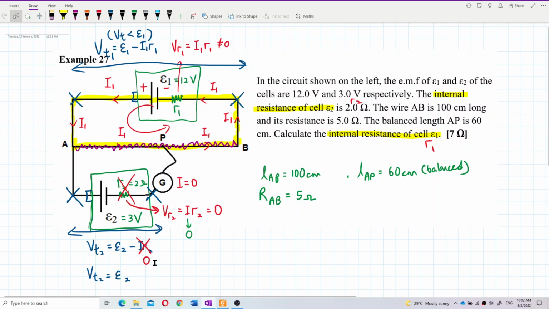Do you see that? Below here, the terminal voltage is the EMF itself, because there's no IR, but the terminal voltage at the top is E minus IR. That's the difference: potential drop IR, no potential drop IR. The top terminal voltage is E minus IR. At the bottom, the terminal voltage is just the EMF.